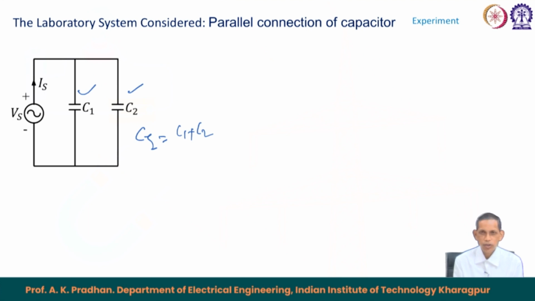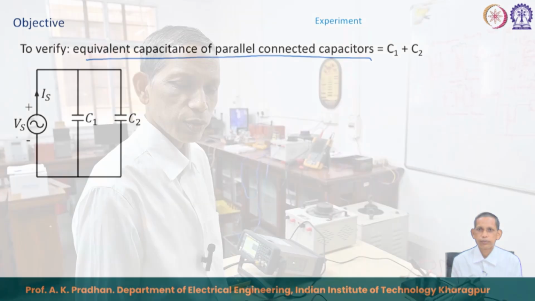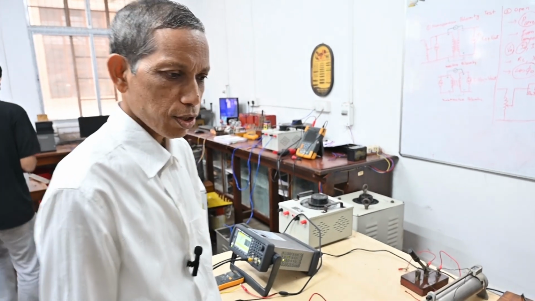Now, C1 plus C2 means the corresponding C value increases. So, therefore, the Xc value will decrease, which means that the corresponding Is value will increase. That we can also notice from the observation in the lab. The objective here is to find the equivalent capacitance of parallel capacitors, that will be equal to C1 plus C2. We have capacitor connections.